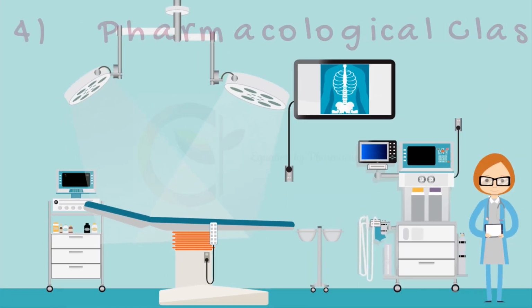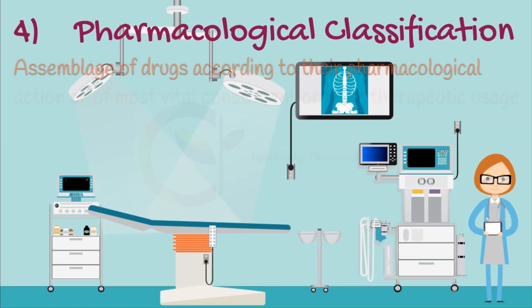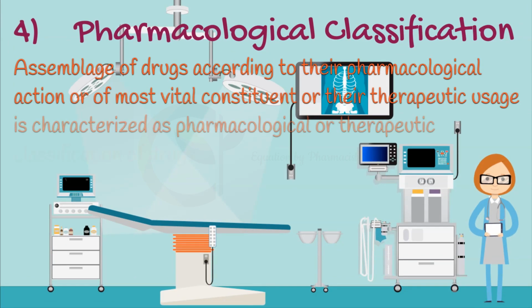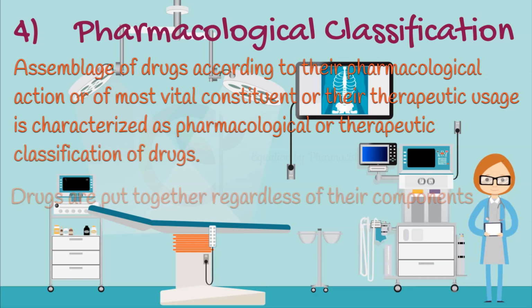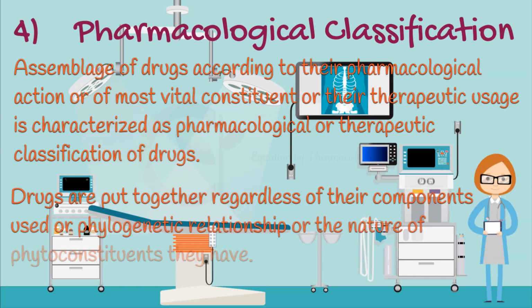Upcoming is pharmacological classification. Assemblage of drugs, according to their pharmacological action, or of most vital constituent, or their therapeutic usage, is characterized as pharmacological, or therapeutic classification of drug. Drugs are put together, regardless of their components used, or phylogenetic relationship, or the nature of phytoconstituents they have. This classification is more appropriate, and is primarily a pursued approach. Now, we will discuss the pharmacological categories, with examples in detail.